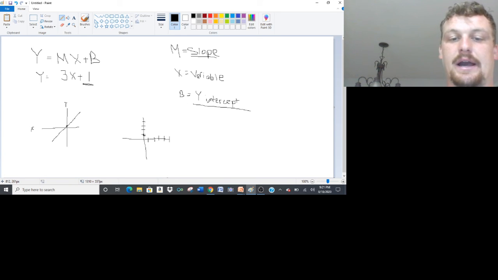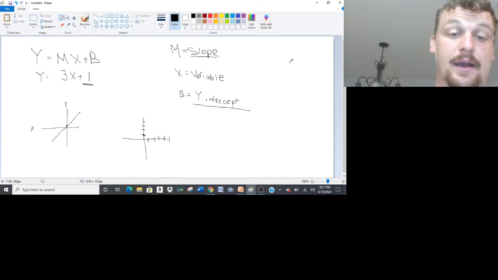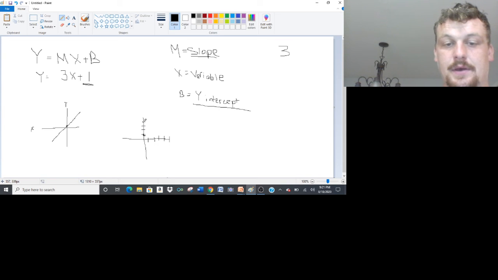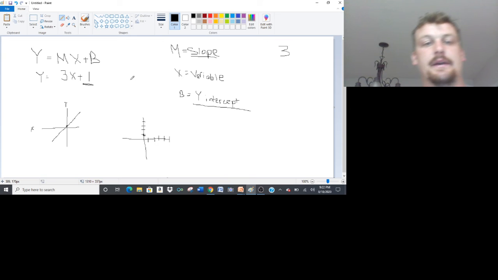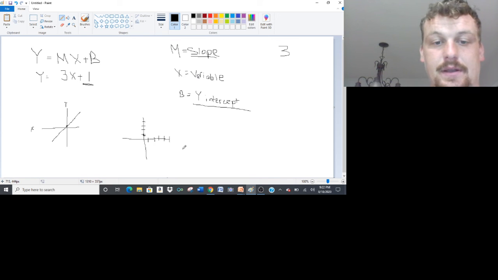So you start at the y-intercept, and then you go up 3 over 1. And why up 3 over 1? Because the slope is 3. So you go up 3: 1, 2, 3. But in order to make it linear, it cannot be a straight vertical line, up and down. So it has to be up 3, 1, 2, 3, over 1.